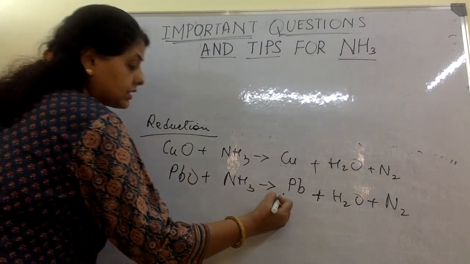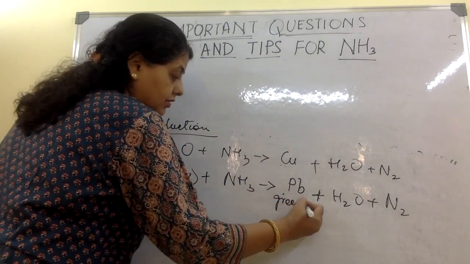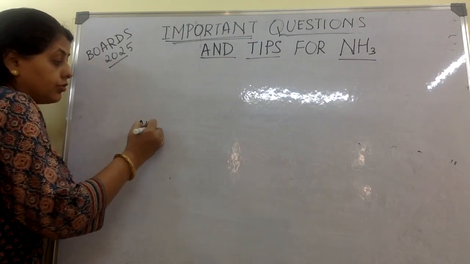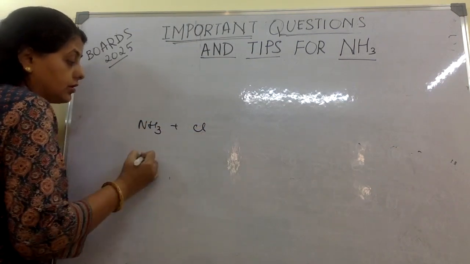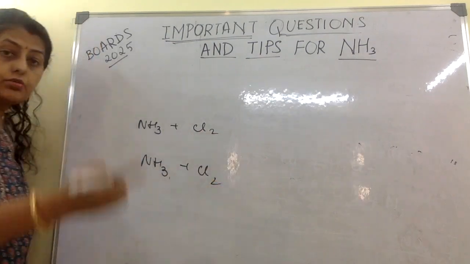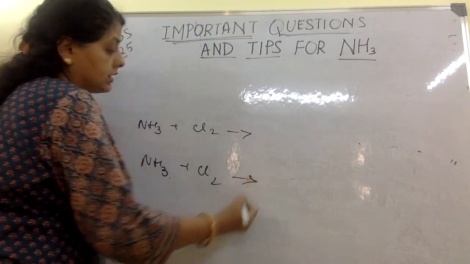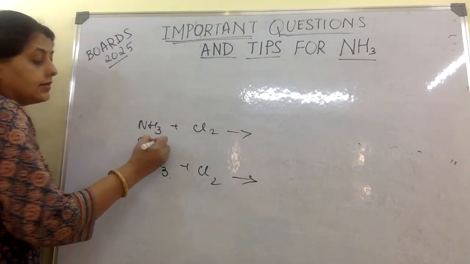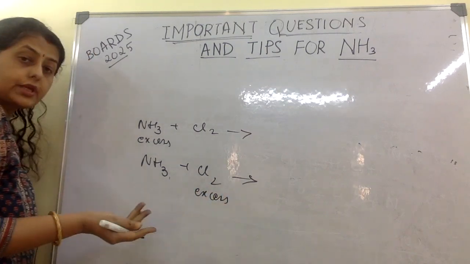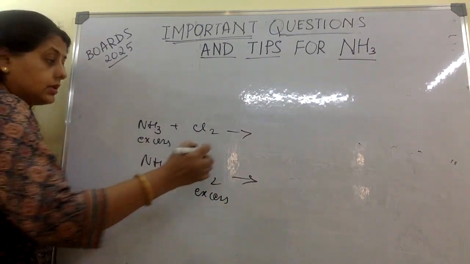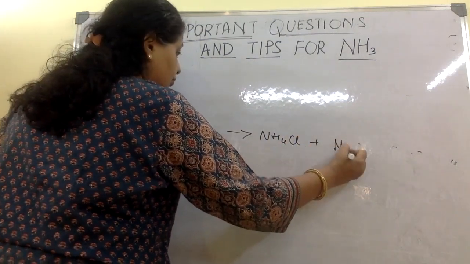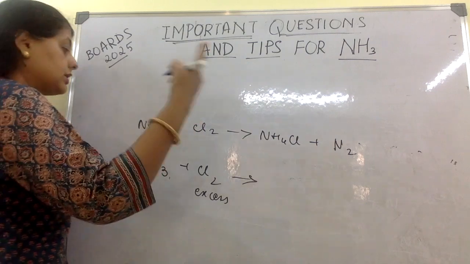Color of this is greenish pink. They generally don't ask, but just in case. Now ammonia plus chlorine. Again, why did I write it again? Plus chlorine. Never write only Cl. So this is excess here. Once we use excess of this and once we use excess of this, what happens? This gives ammonium chloride plus N2. Yes, ammonium chloride plus nitrogen.